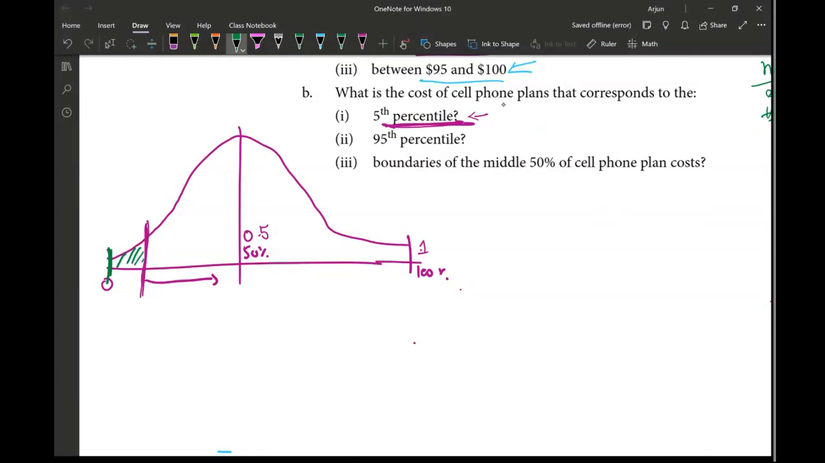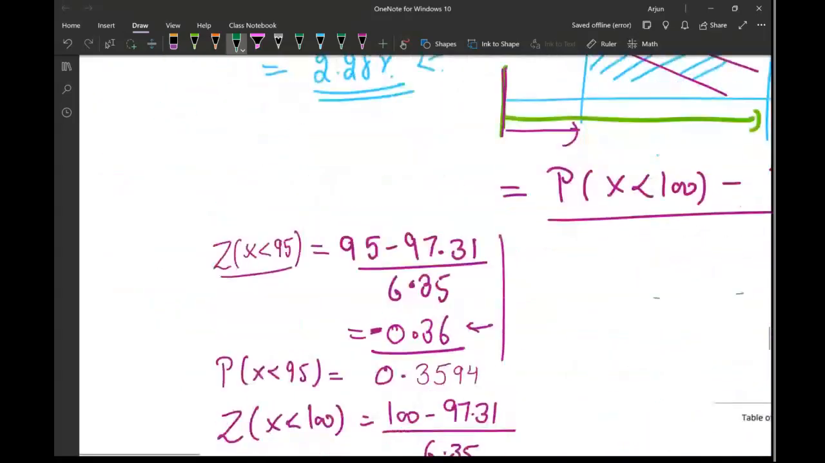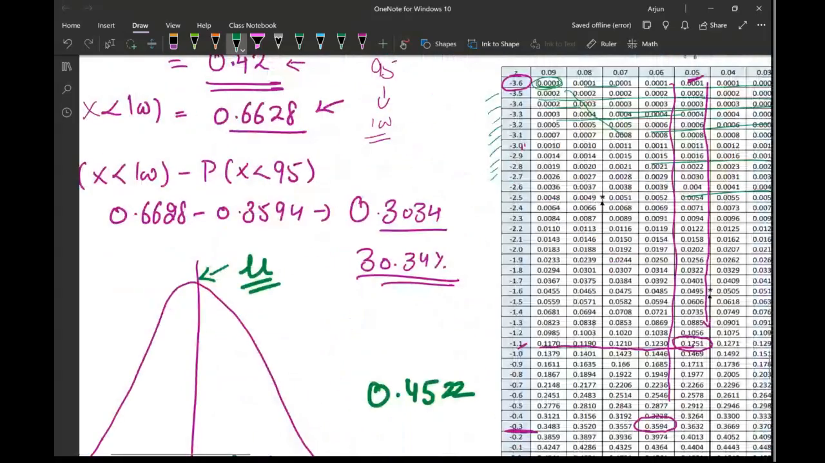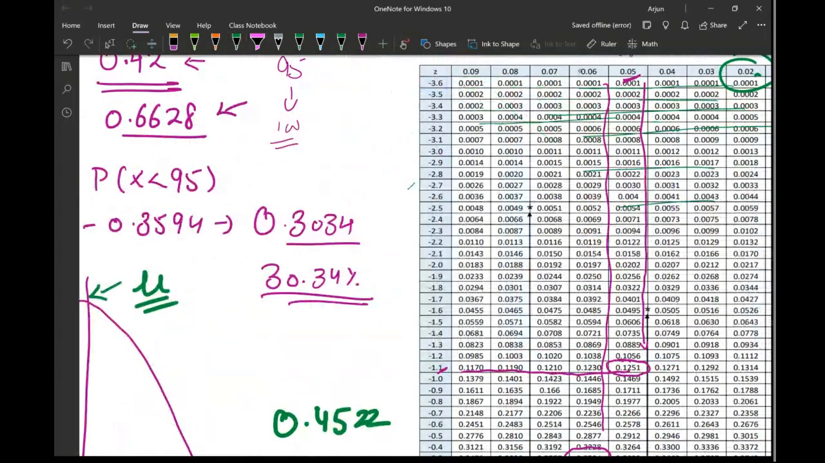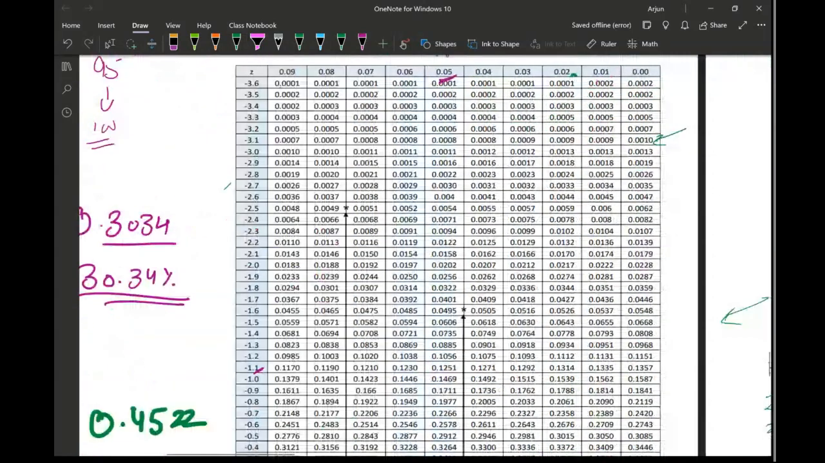So what is the cell phone cost? What is the x value here? We are given probability equal to 0.05, because 5th percentile means 5 divided by 100. If I convert it into probability, 0.05 is the number you're going to get. So the probability is given to you. You will find the z-score, and then from there you will find the x value. Okay, so 0.05. Let me look into the table. I will look into this table because we are on the left hand side. So where is the 0.05?